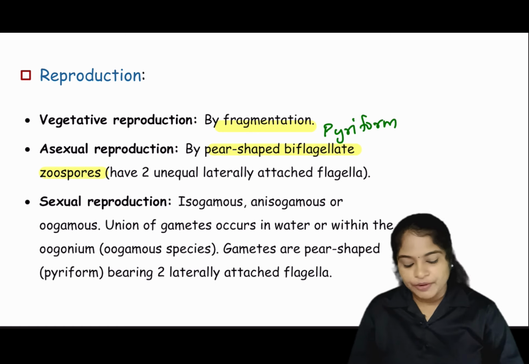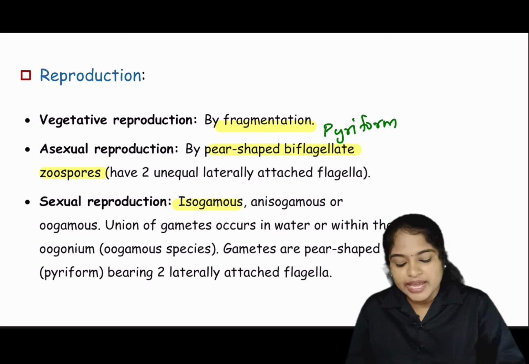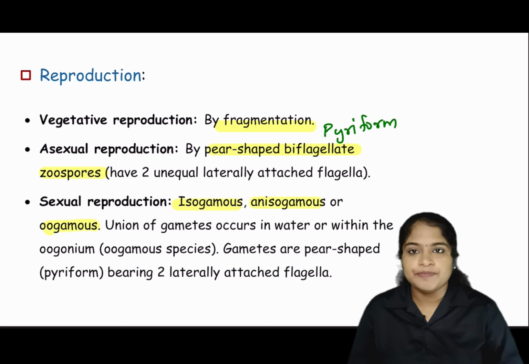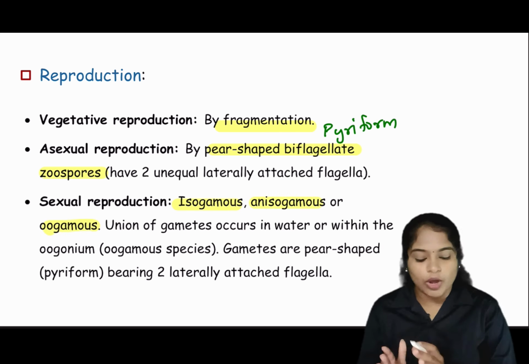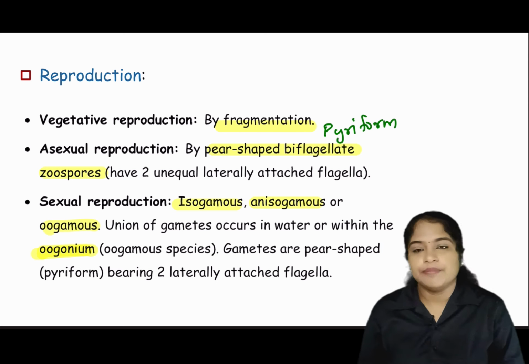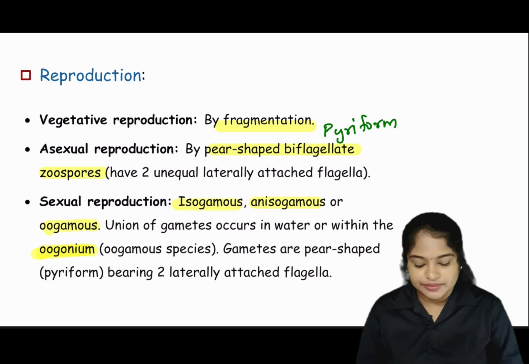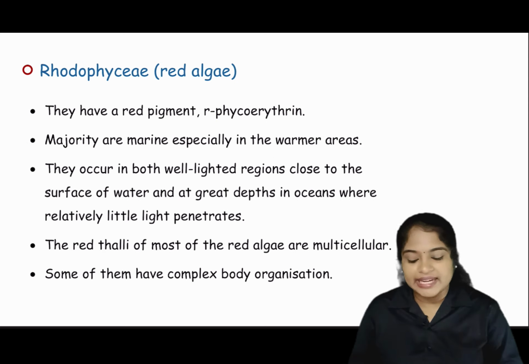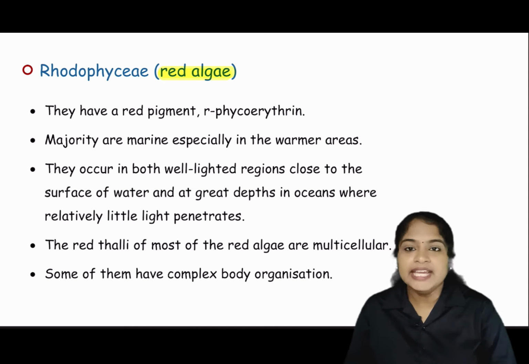Now coming to sexual reproduction. Sexual reproduction occurs by isogamy, anisogamy and oogamy. The fusion of gametes occurs in water or in the oogonium. The gametes are pear-shaped. Now moving on to the next type of algae, that is Rhodophyceae, which are the red algae.